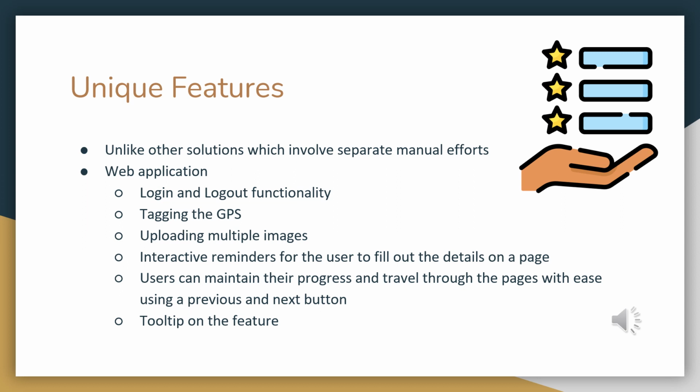We also have interactive reminders to fill out all the required questions on the page so that the user has a better understanding of why they can't go to the next page. Next, users can use the previous and next buttons to maintain their progress while also being able to navigate to a different page in case they want to review or change their answer to a question. Lastly, there's a tooltip for every answer choice or question where the user can hover over it to read a description of what the attribute or question actually means in case they were unsure.